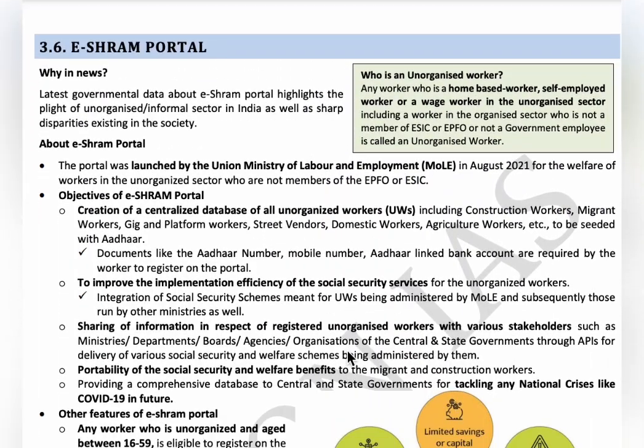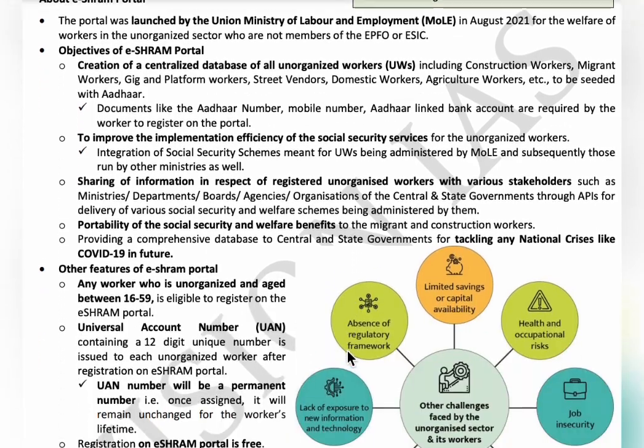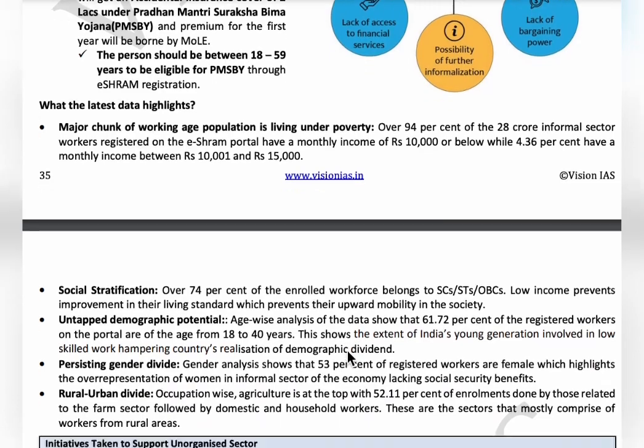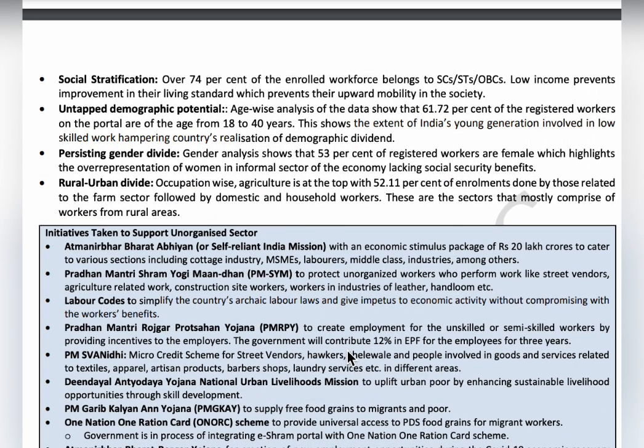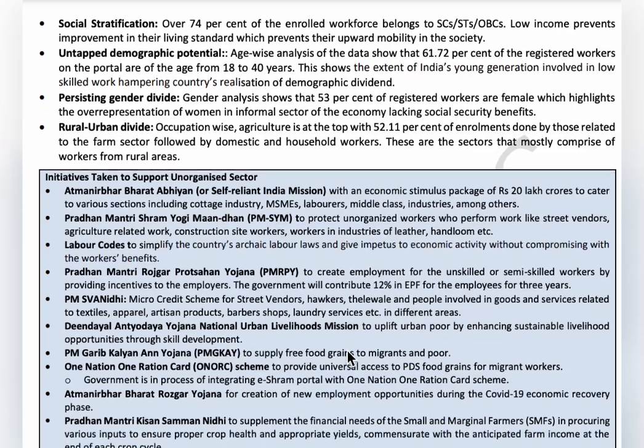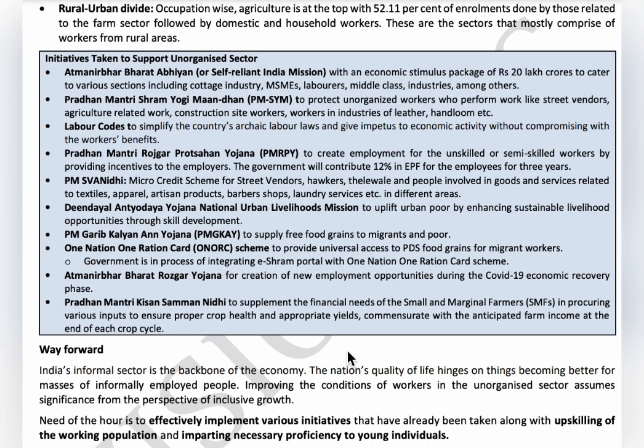The next topic is e-Shram portal. It is a national information portal that provides the data of all unorganized workers like construction workers, migrant workers, gig and platform workers, street vendors, etc. It was launched by the Ministry of Labor and Employment, and some of the initiatives taken by government to support the unorganized sector are Atmanirbhar Bharat Abhiyan, to encourage the various sectors like cotton industries, MSMEs, laborers, middle class, etc.